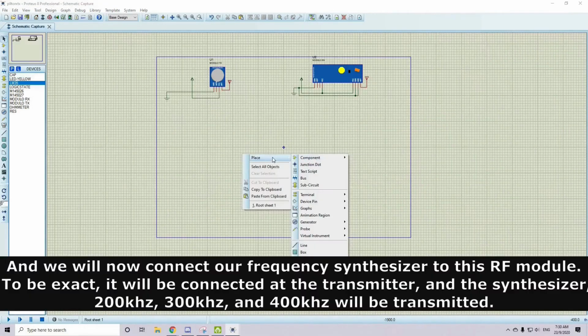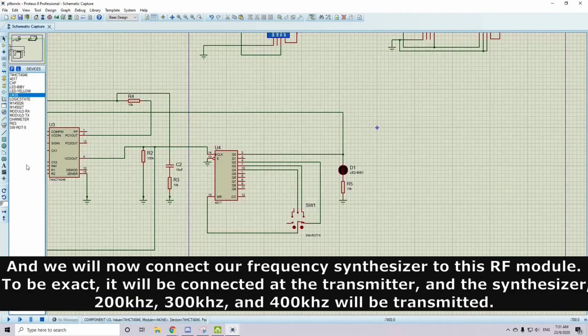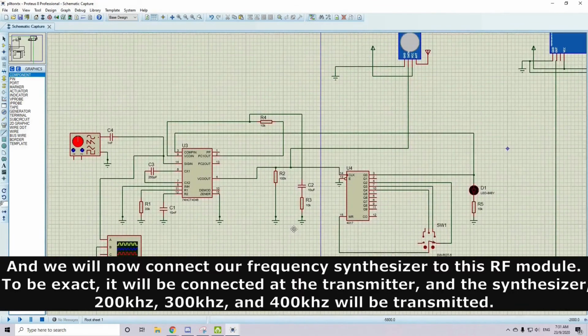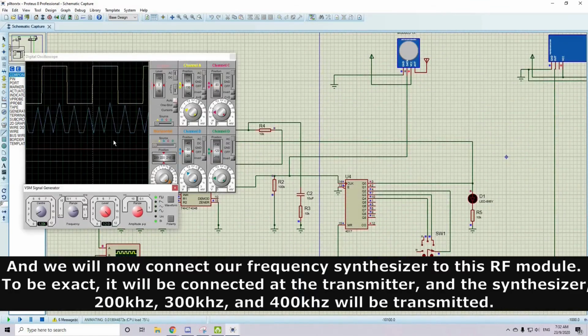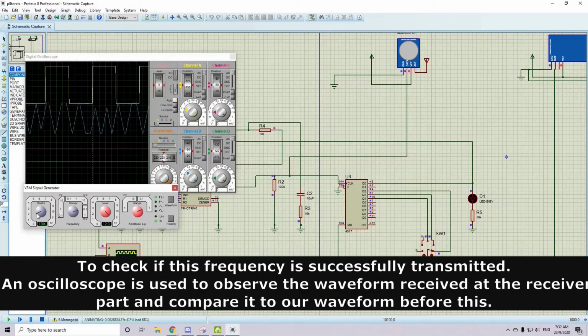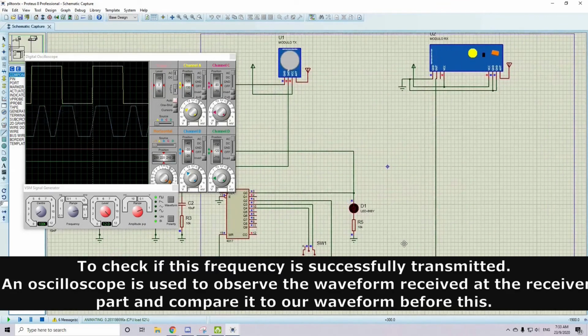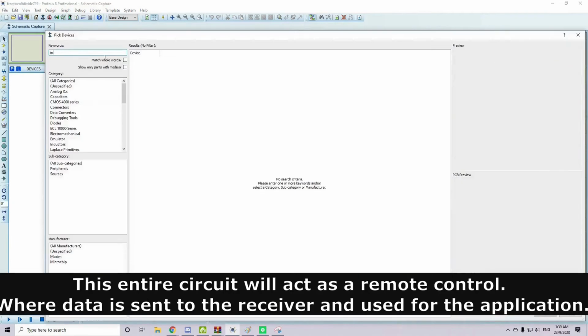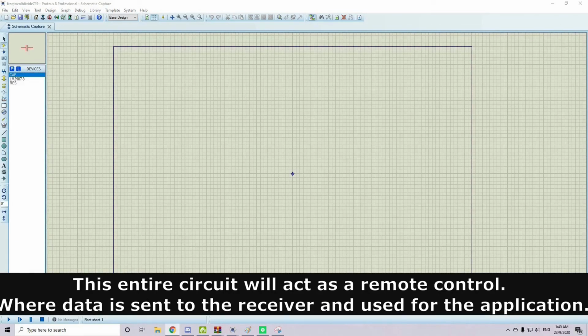And we will now connect our frequency synthesizer to this RF module. To be exact, it will be connected at the transmitter, and the synthesized 200 kHz, 300 kHz, and 400 kHz will be transmitted. To check if this frequency is successfully transmitted, we use an oscilloscope to observe the waveform received at the receiver part and compare it to our waveform before this. This entire circuit will act as a remote control, where data is sent to the receiver and used for the applications.